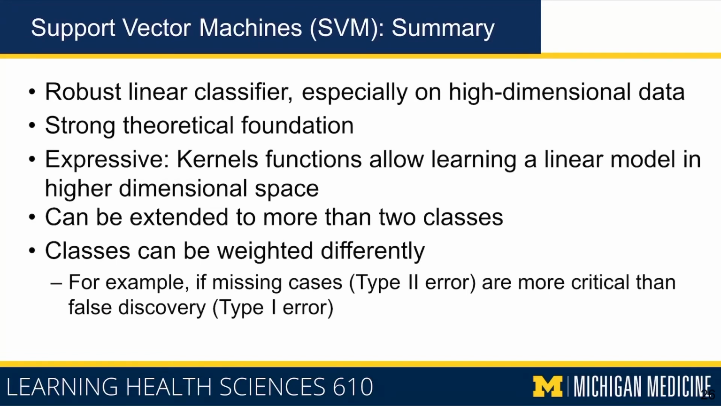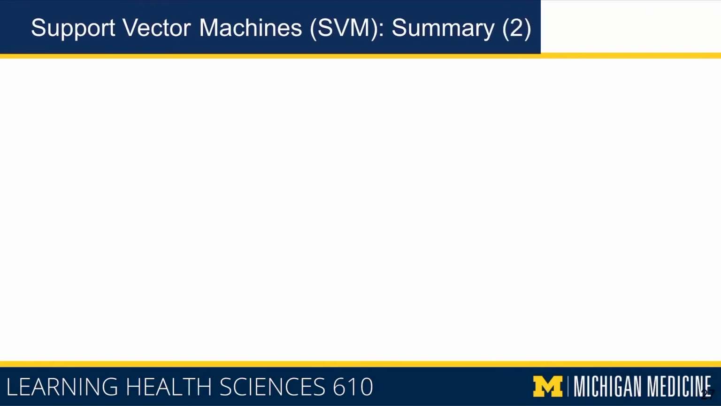So suppose in your application, missing cases, that is type 2 error, is more critical than identifying something wrong, that is the false discovery rate, which is type 1 error. You can weight the learning of the line so that you're not making mistakes in one kind of class, even if it means that you make some more mistakes on the negative side, on the other class.